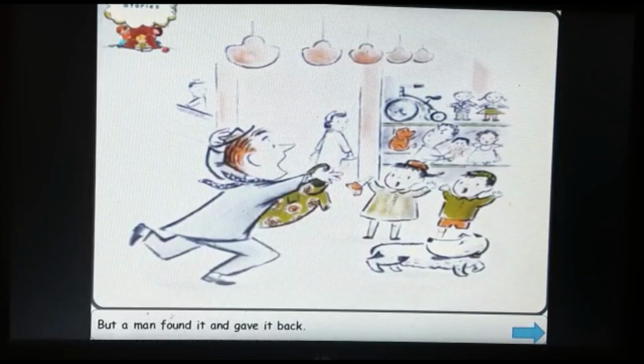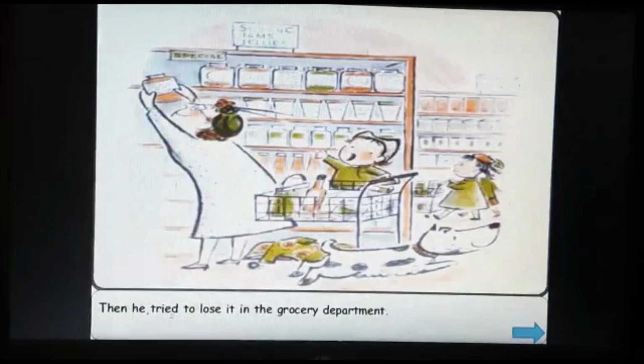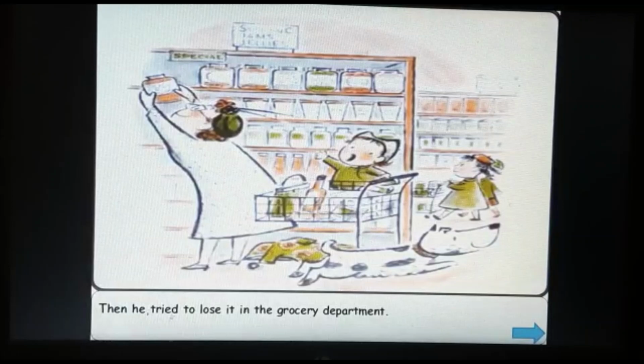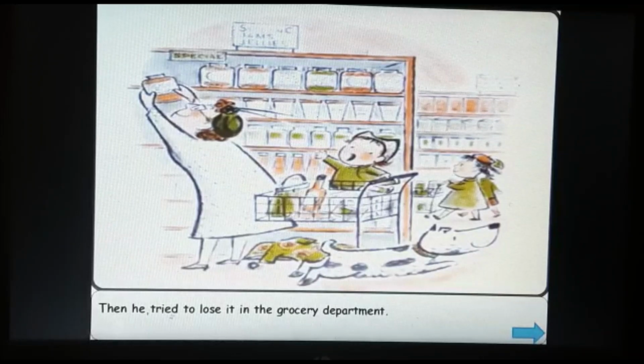Now the children thought by mistake Harry had forgotten his sweater. So the children, they are so worried that the sweater is given from grandma, and if we might have lost it, how would grandma feel? Then he tried to lose it in the grocery department. The second time that Harry did not want that sweater was he tried to lose it in the grocery department. And there the child is shouting in the trolley, sitting in the trolley and shouting, "Look, look, look!"